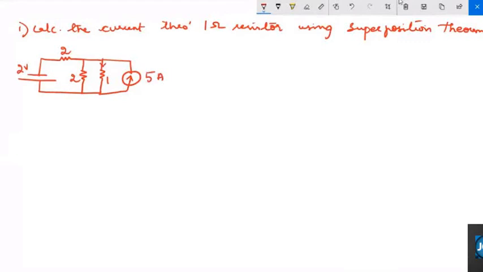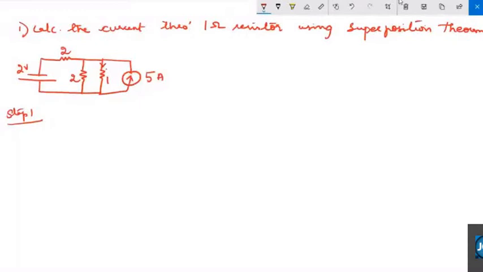Now, what is step one? We have two sources, and both are independent sources. We need to consider only one source at a time. So first, let me consider the voltage source and remove the current source. Then I will find the current through your 1 ohm resistor, which is equal to I dash. And step two: we need to keep your 5 ampere source and remove your 2 volt source. Then again, you need to find the current through this 1 ohm. That will give you I double dash. Then at last, you have to add both.